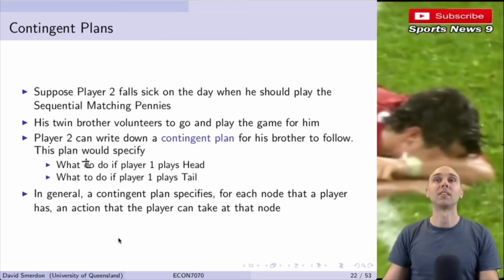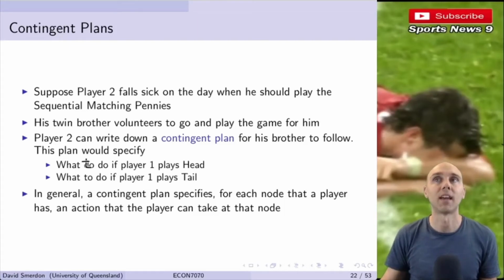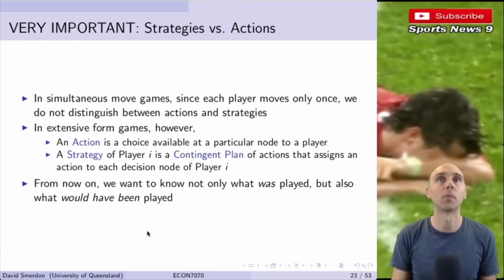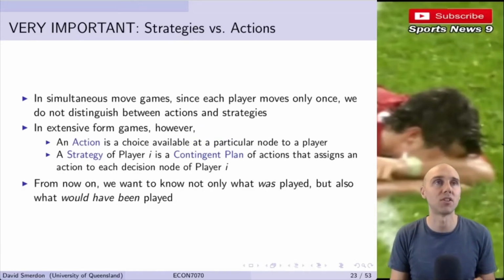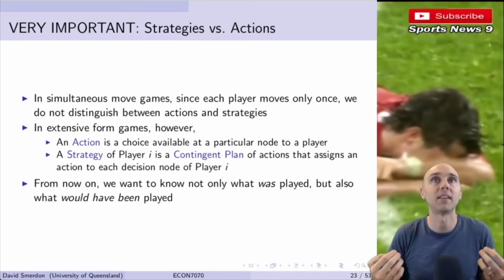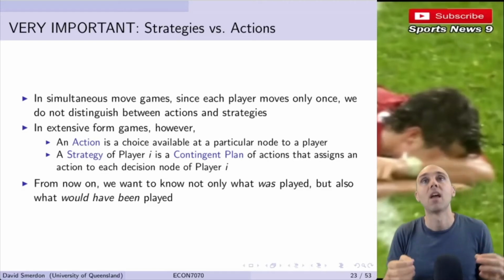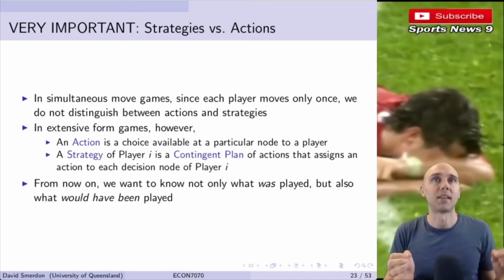In general, a contingent plan must specify for each node that a player has the action that the player can take at that node. That will be a contingent plan. And this means that in extensive form games, there is a difference between a strategy and an action. So far, we have been using these relatively interchangeably, and in simultaneous move games, since each player moves only once, we don't have to distinguish between the two. But now we do in extensive form games.